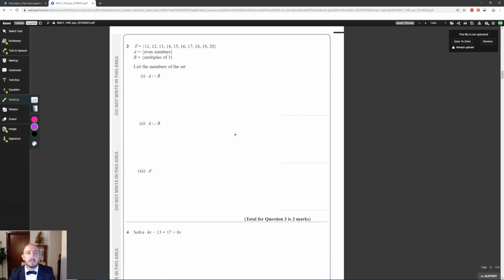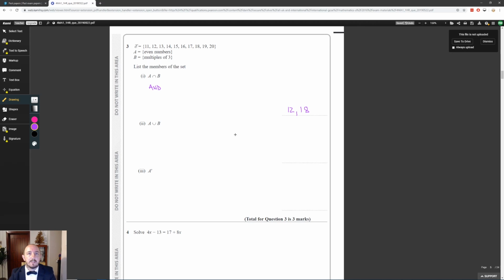For question 3, we've got some sets here. So list the members of the set A intersection B, and that n there means intersection, or and. And if you can remember the and, it makes this question a lot easier because we want even numbers and multiples of 3. So we're looking through these numbers for even numbers and multiples of 3. So that would be 12. We would discount 15 because that's not even, and 18.